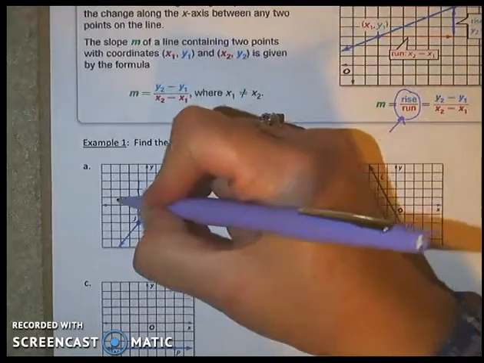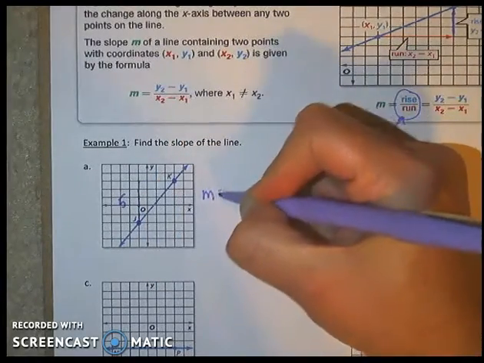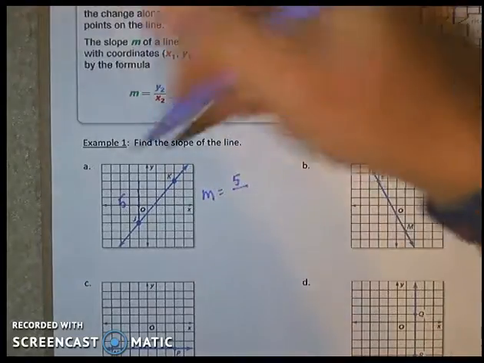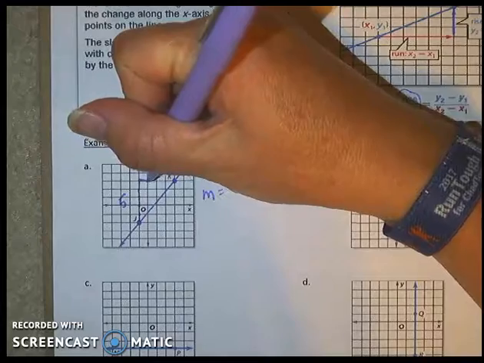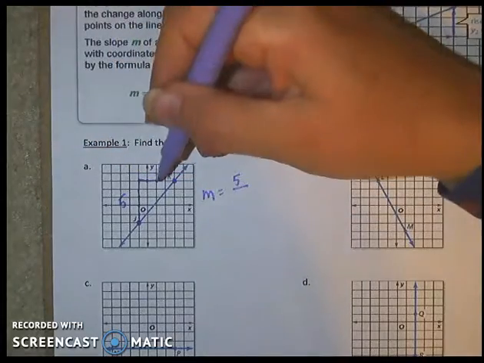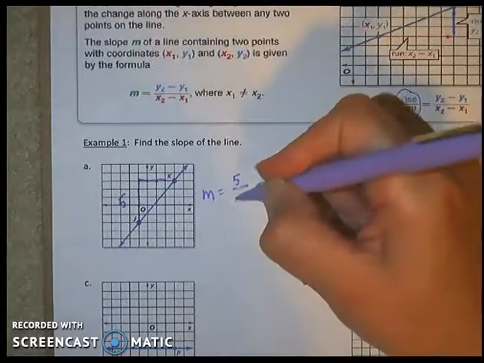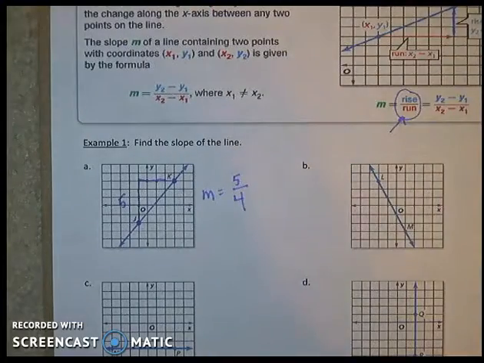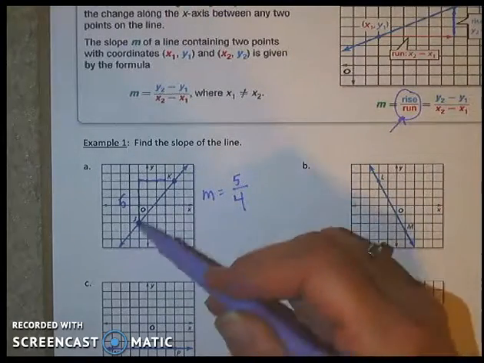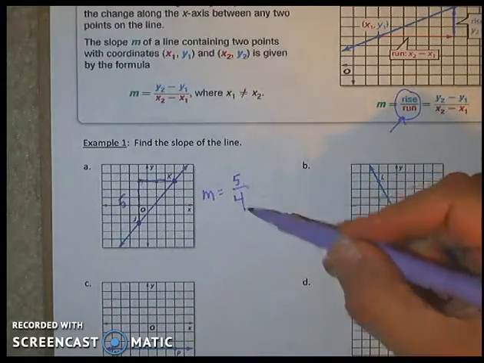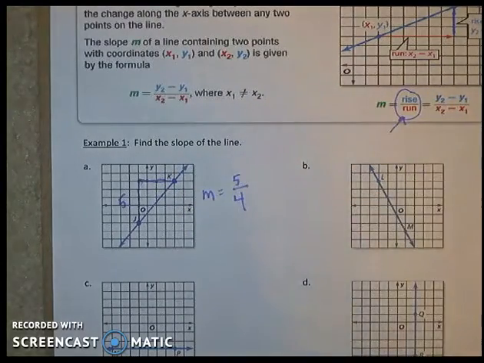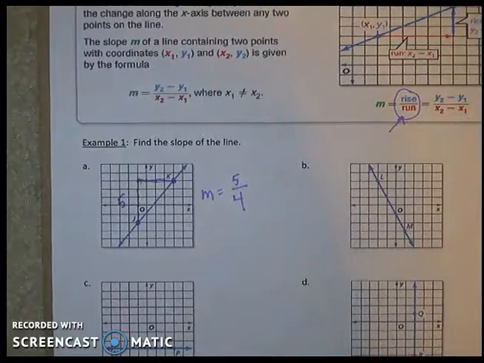5. So I rise 5, so my slope is 5 over how much do I run? I'm running to the right, so going right is positive. 1, 2, 3, 4. So 5 over 4 is the slope. My slope is going up 5 and right 4. Up and right are both positive movements, so my slope is positive 5 over 4.